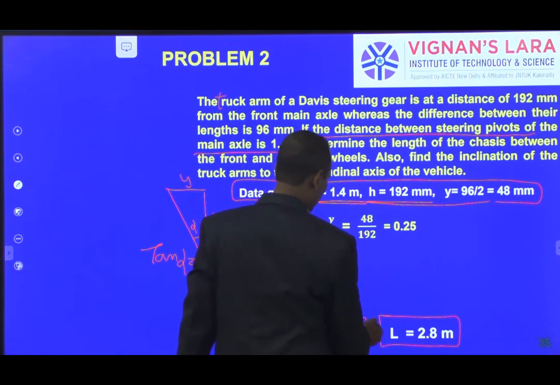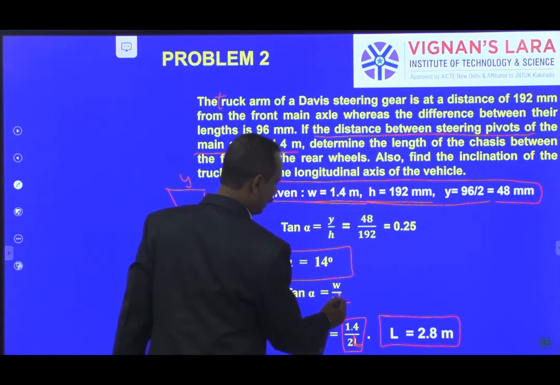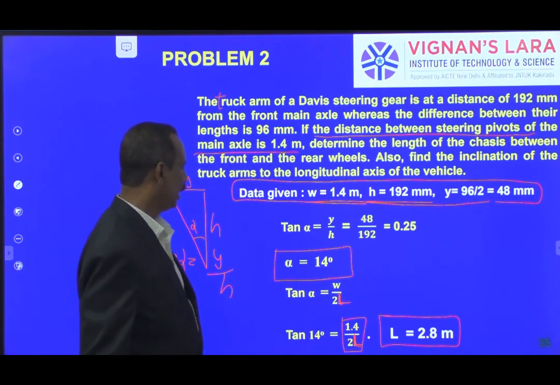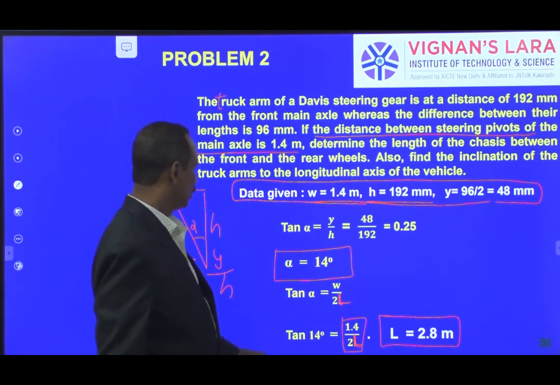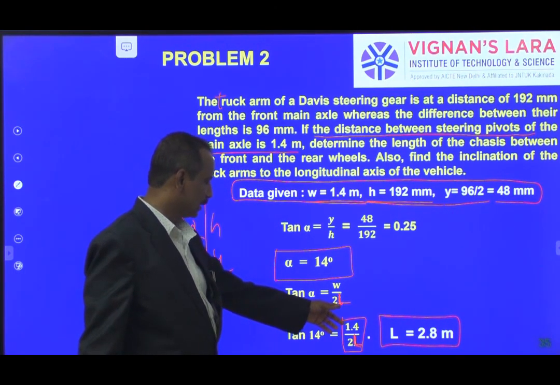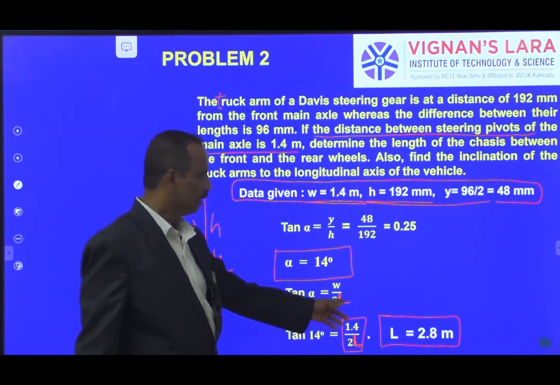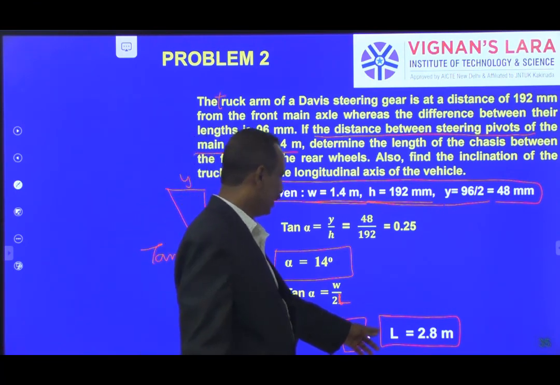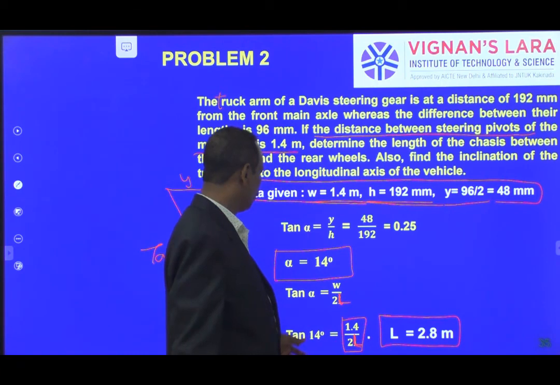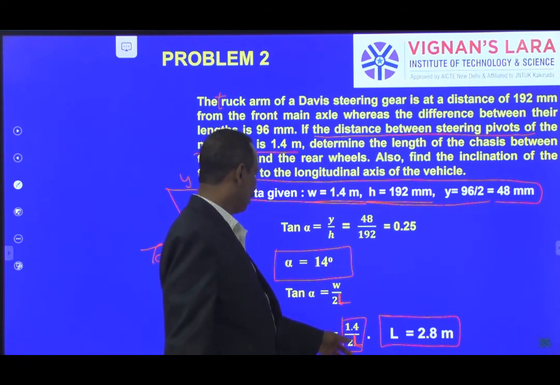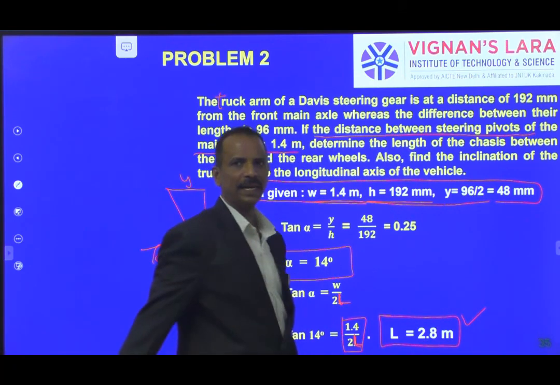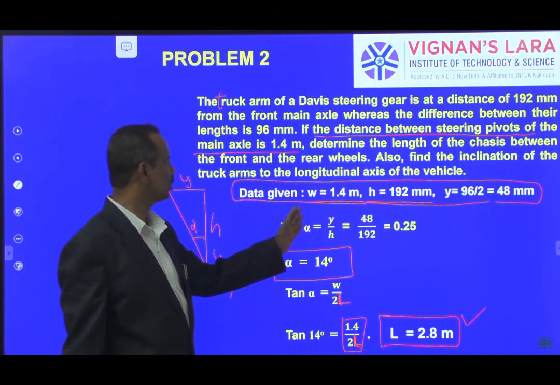L is the distance between the front axle and rear axle. That is, tan alpha is W by 2L. I have typed this in small letter here and written a capital letter there, so it is not 1, it is L. So tan 14 degrees is equal to 1.4 by 2L, where L can be calculated by substituting 1.4 by 2 tan 14 degrees, which gives L equal to 2.8 meters. This is also a simple substitution problem.